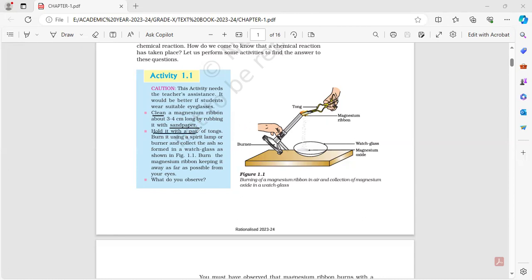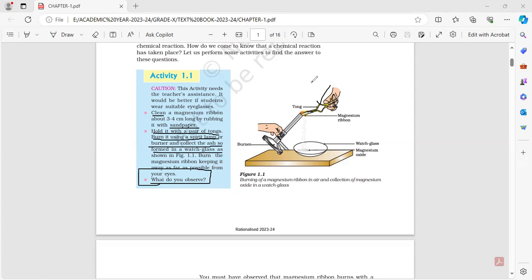Next, hold it with a pair of tongs. So these are the pair of tongs. Whenever we are doing any activity using fire, burners or candle, we must use the tongs. Burn it using a spirit lamp or burner, and collect the ash so formed in a watch glass as shown in figure 1.1. Burn the magnesium ribbon, keeping it away as far as possible from eyes. So what do you observe?